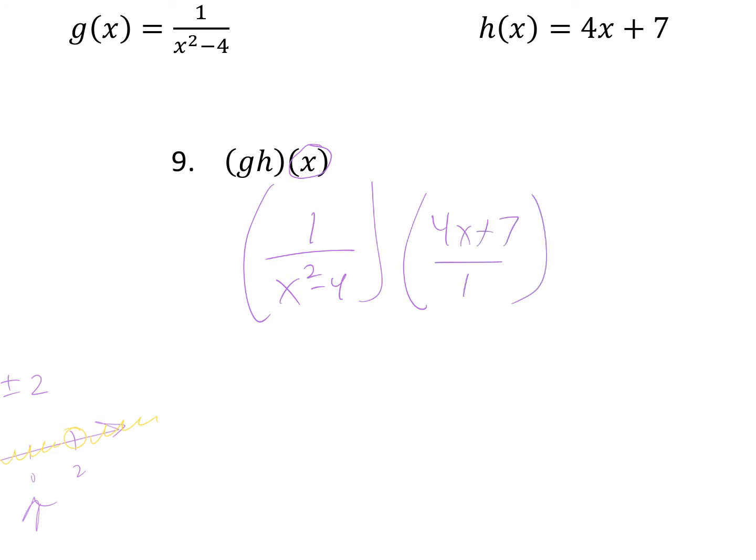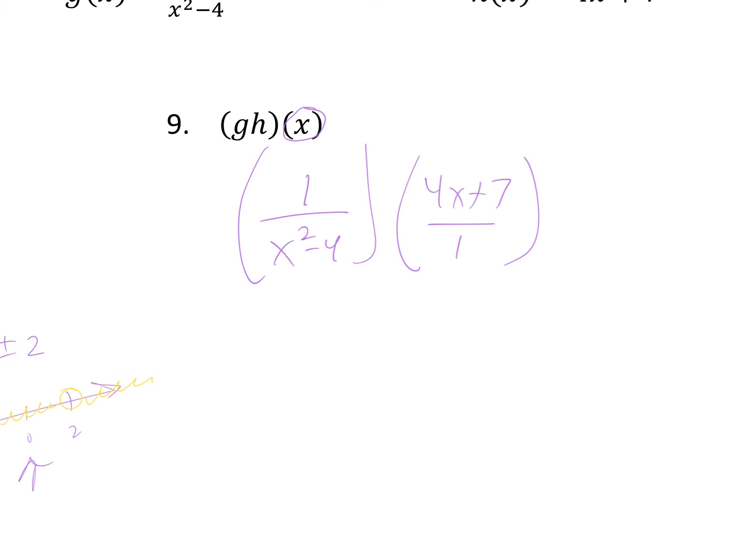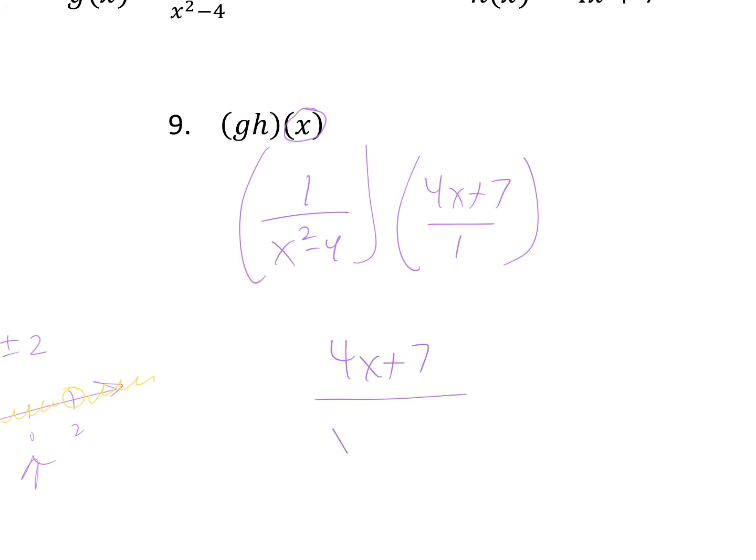This problem appears much harder than it is. How do you multiply fractions? Straight across. Good. Keep, change, flip is when we divide. So if we just multiply across, what's 1 times 4x plus 7? It's 4x plus 7 over x squared minus 4. That's all you can do there.